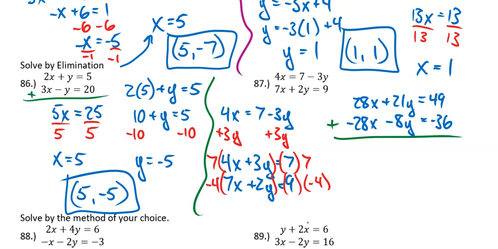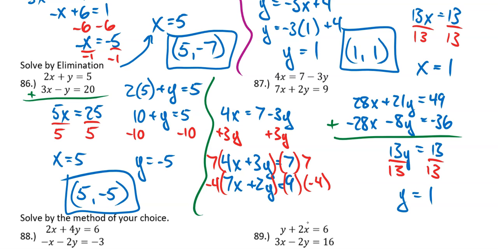those x's cancel out. That's a 0. When I add the y's together, that gives me 13y. Over here, when I add these together, I get 13. I divide each side, and I get y equals 1.